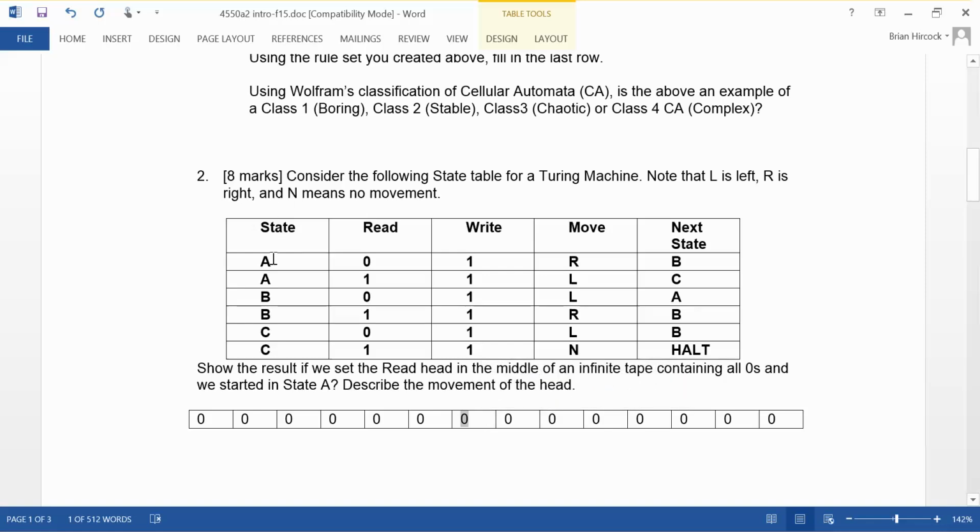So if you're in state A and you read a 0, you write a 1. So we would write a 1. We move right, so now we're here.